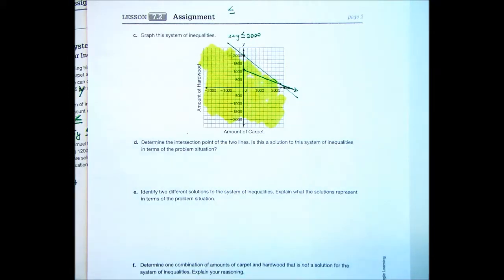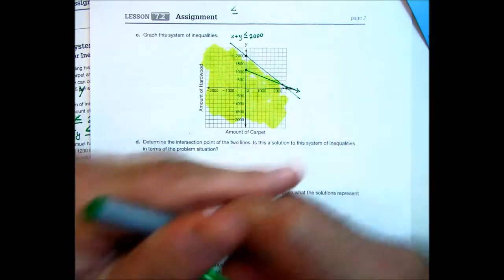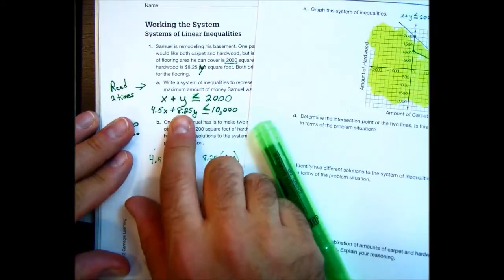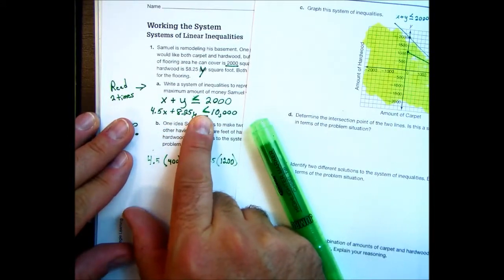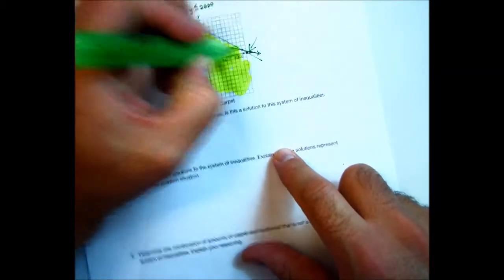Okay. This is my second line. This line right here is the second line I drew. And when I put my zeros in for this problem, I get 0 is less than 10,000, which means I'm also supposed to shade under this line.